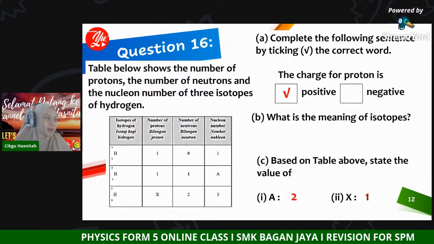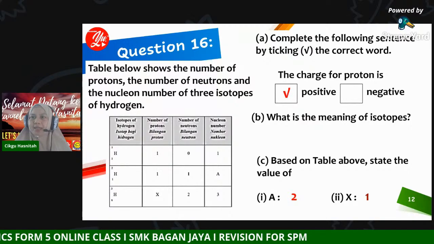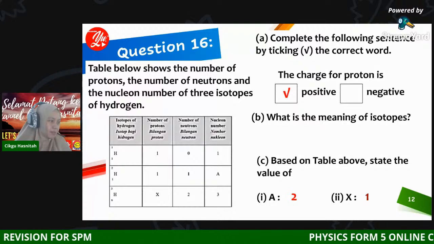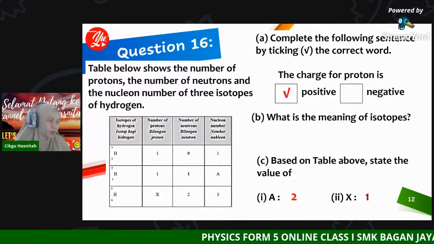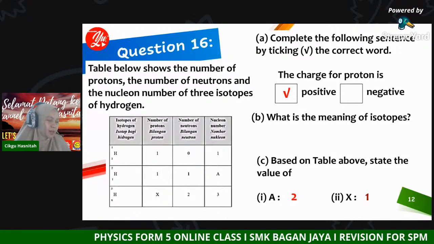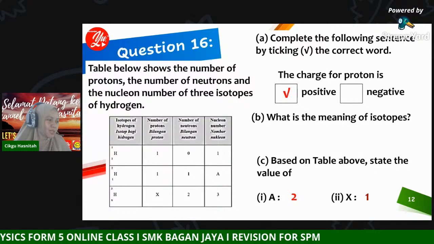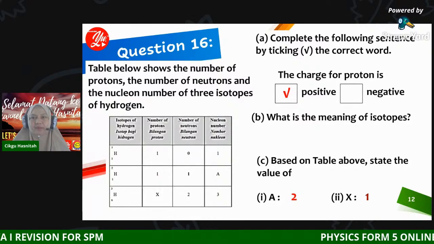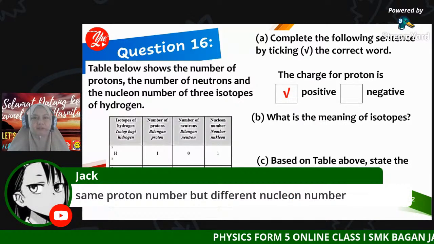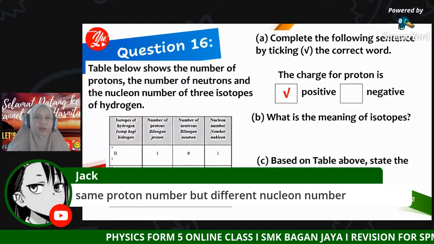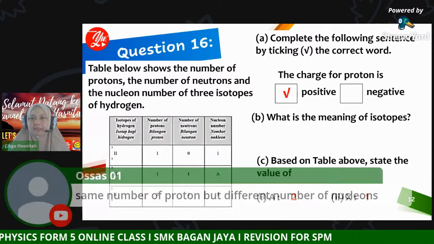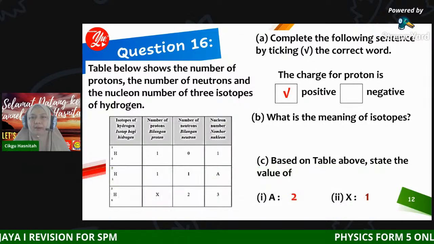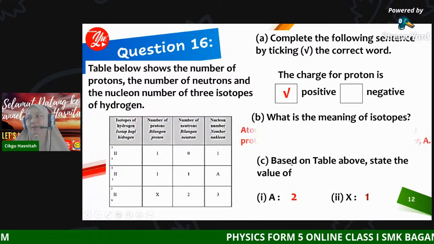Okay. So class, isotopes, what does isotope mean? So somebody is typing their answer. Let me see. Jack: same proton number but different nucleon number. Wei Liang also says same number of protons but different number of nucleons. Okay, so these are a few answers shared by your friends. Same proton number, different nucleon number. Another answer, same number of protons but different number of nucleons. So both are acceptable. Okay.